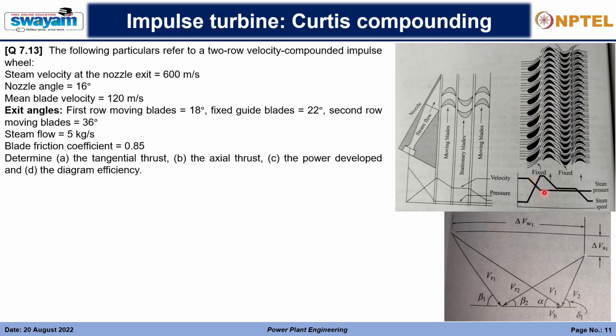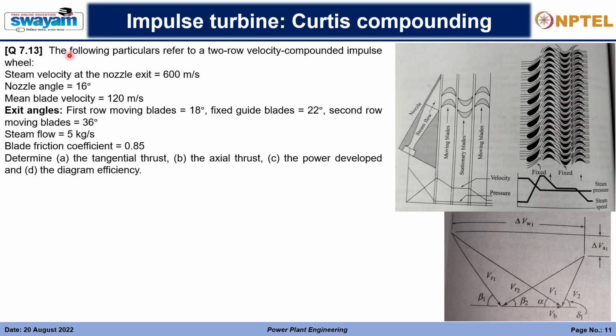But if we had pressure compounding, what would have been the scenario? The pressure would have decreased in each of the fixed blade cases, because we are giving a nozzle and the gas is expanding in there, so the pressure will decrease and the velocity will increase. So this is the velocity compounded, and previously we talked about the pressure compounded.